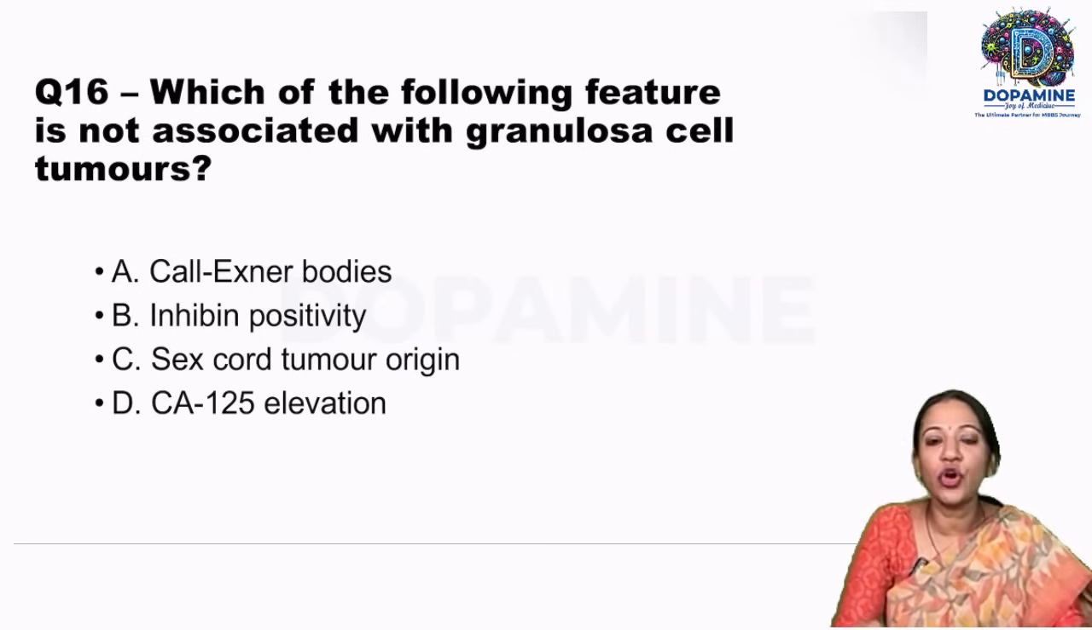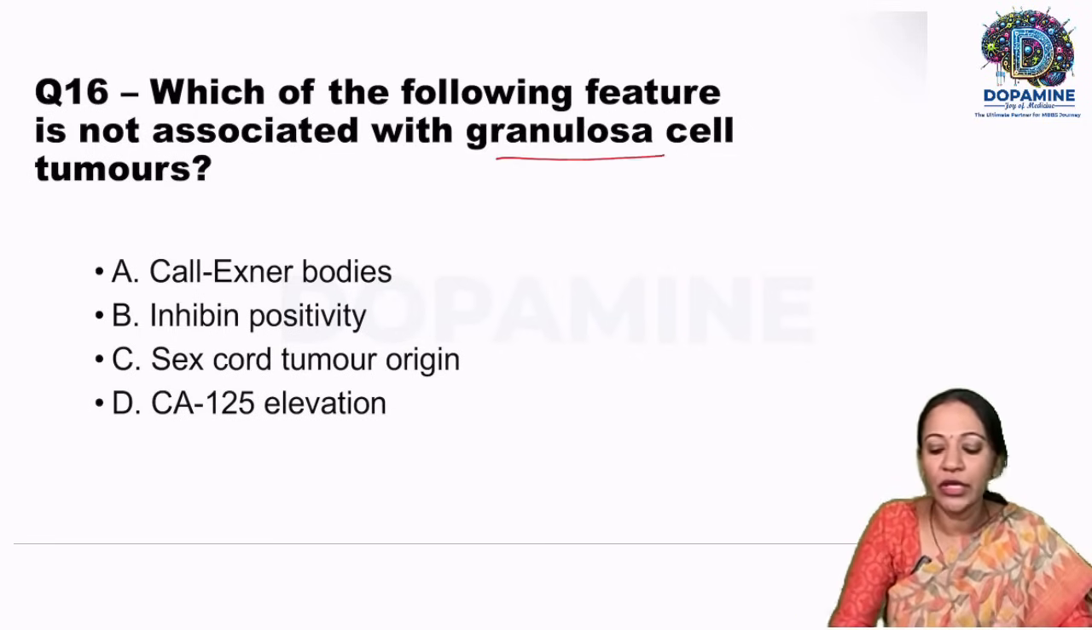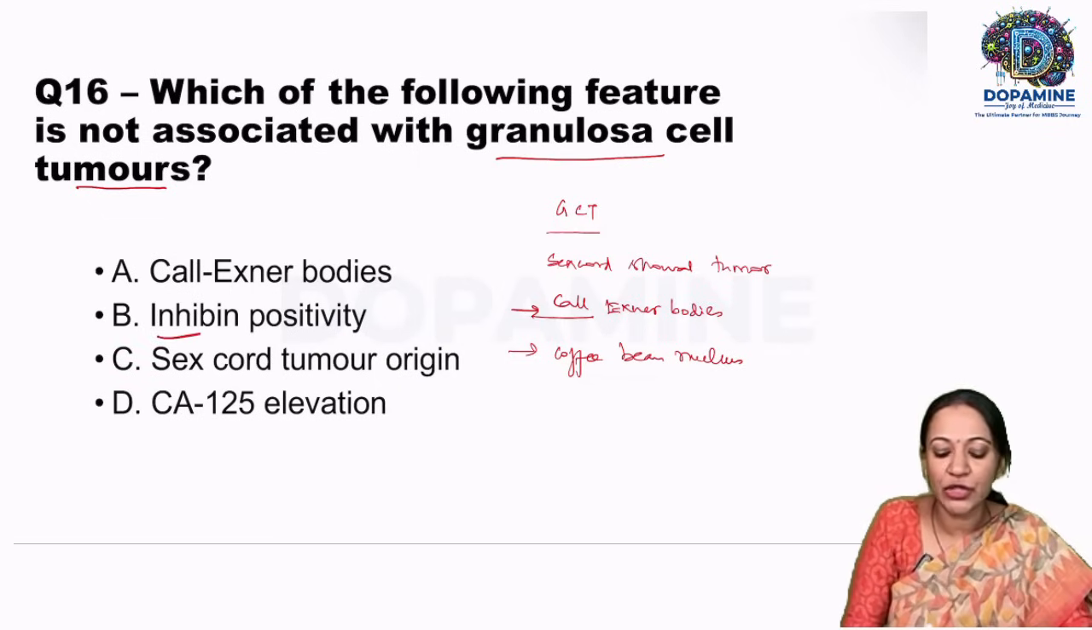Which of the following features is not associated with granulosa cell tumor? Again, the question here is non-specific. If we have the right question, we will be able to answer it better. Granulosa cell tumor, GCT, is basically a sex cord stromal tumor, which will have the classic Call-Exner bodies. For granulosa cell tumor, remember two C's. One is the Call-Exner body. Second is the coffee bean nucleus. I will show you. And the tumor marker is inhibin. So Call-Exner bodies, inhibin, sex cord stromal tumor.